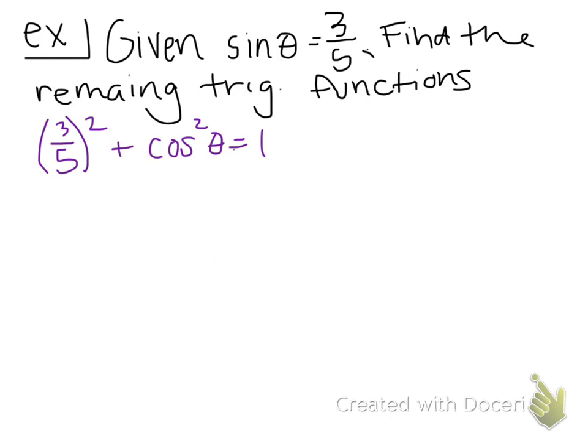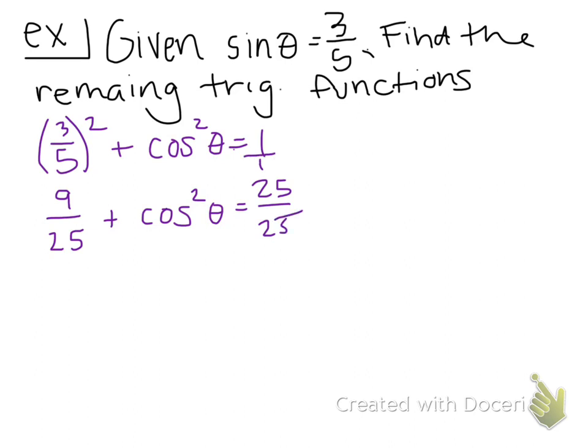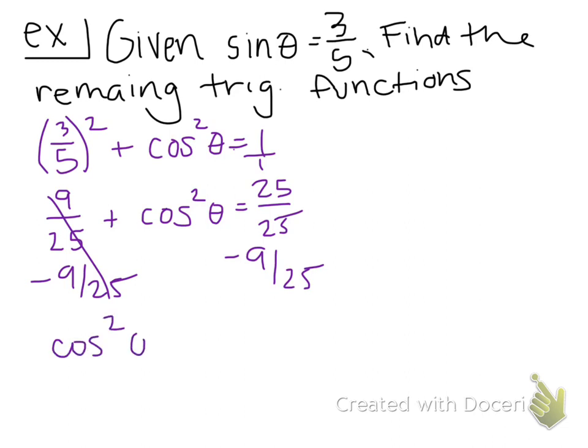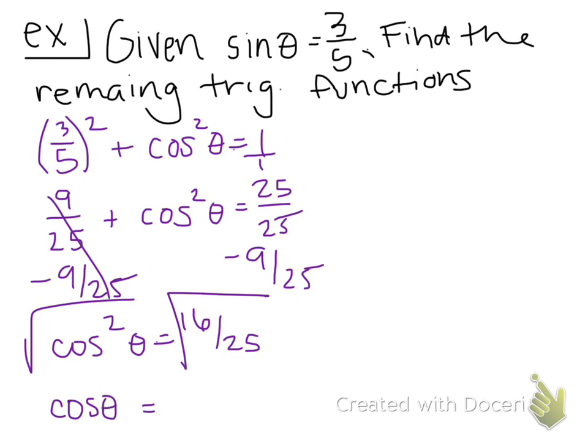So when you square a fraction, you square the top and bottom. So I have 9 over 25 plus cosine squared. I'm going to change that 1 to be 25 over 25. Okay, so you know that's 1 over 1, 25 over 25. So I have the common denominators that I need. You're going to subtract this over. So now I have cosine squared equals 16 over 25. We're going to take the square root, and cosine is going to be equal to 4 over 5.